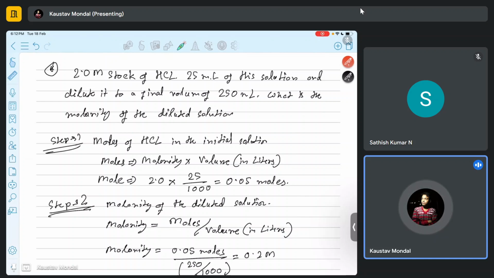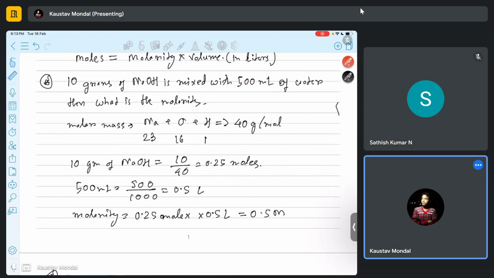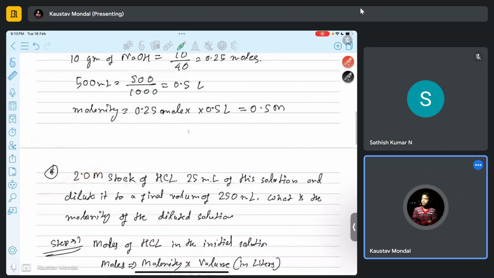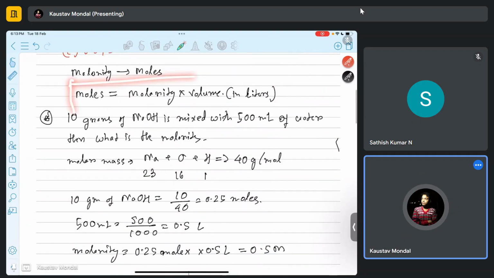So this is the formula. Using this you can calculate the number of moles present in the solution. Okay. So these are basically two examples. With these two examples I have shown how to convert from molarity to moles and moles to molarity. And this is the formula: moles equal to molarity into volume. Volume you have to write in liters.